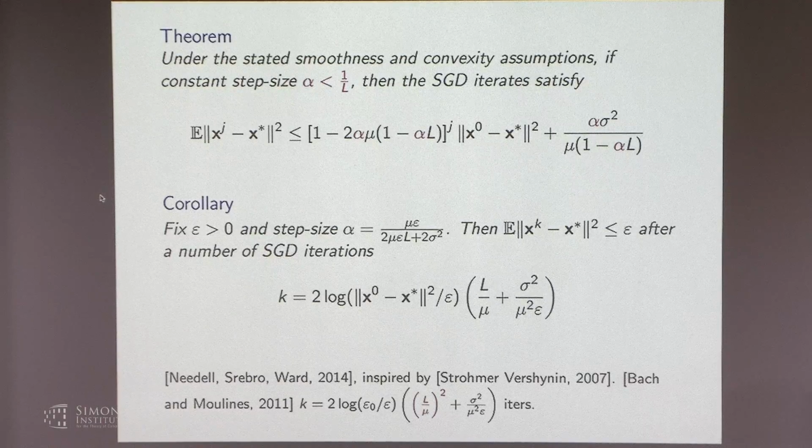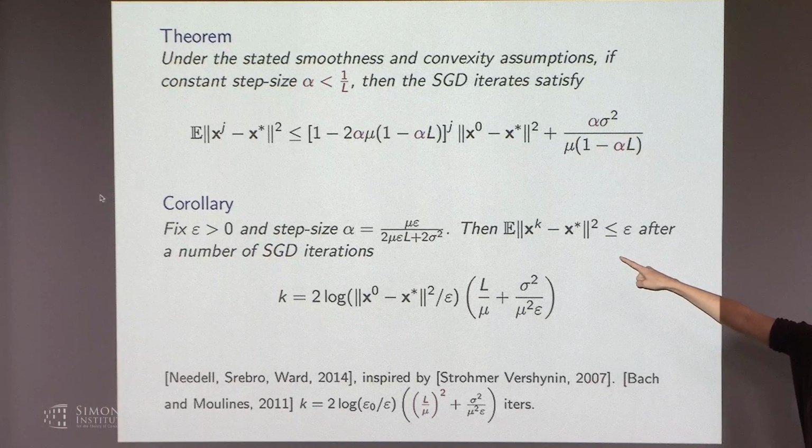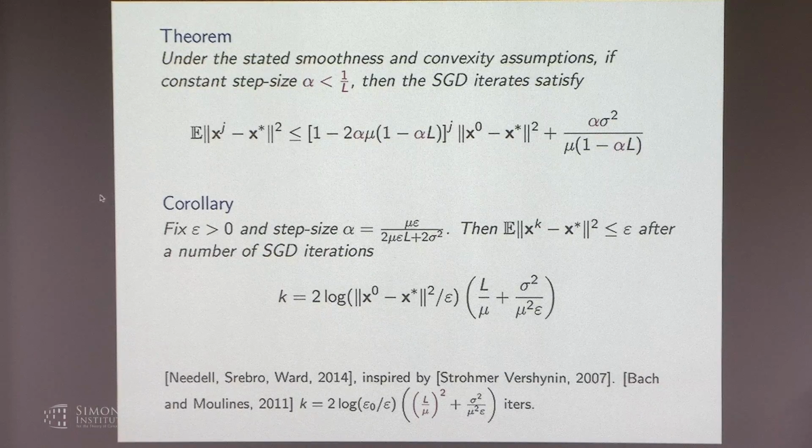And as a corollary to this, we can actually do a calculus and solve for the optimal constant step size to balance these two terms if we fix a priori a tolerance epsilon. So we want to say, I want to get to within epsilon distance of the minimizer. Tell me what step size I should take. This step size results in this number k of iterations in order to get to a point which has expected L2 norm squared error less than epsilon.